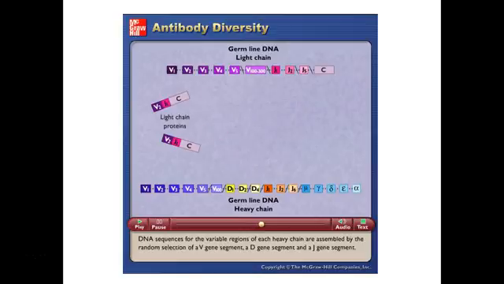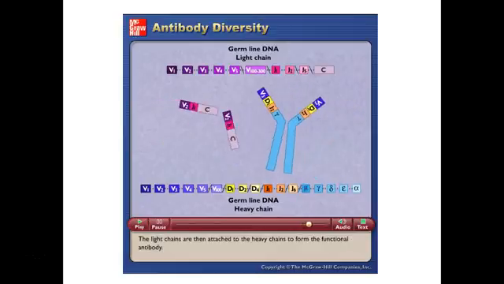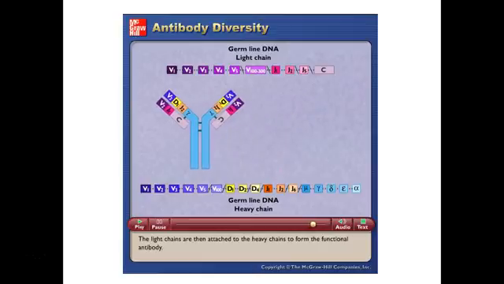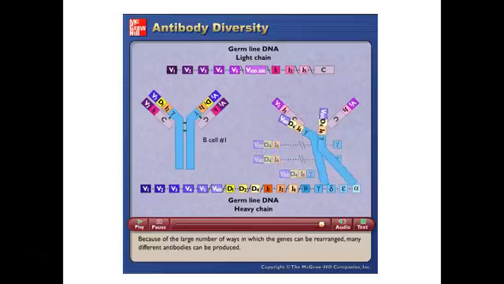DNA sequences for the variable regions of each heavy chain are assembled by the random selection of a V gene segment, a D gene segment, and a J gene segment. The genes for the constant regions of heavy H chains have Greek letters designating IgG, gamma, IgM, mu, IgA, alpha, IgE, epsilon, and IgD, delta. The DNA in the mature B cell is transcribed and translated into the heavy chain protein. The light chains are then attached to the heavy chains to form the functional antibody. Because of the large number of ways in which the genes can be rearranged, many different antibodies can be produced.